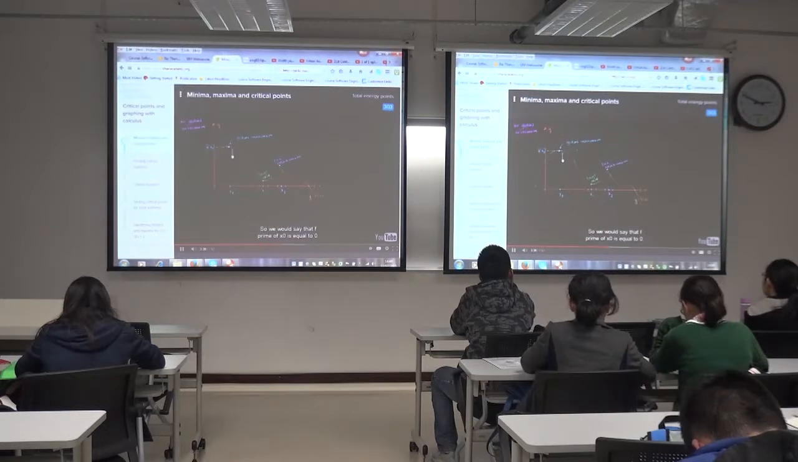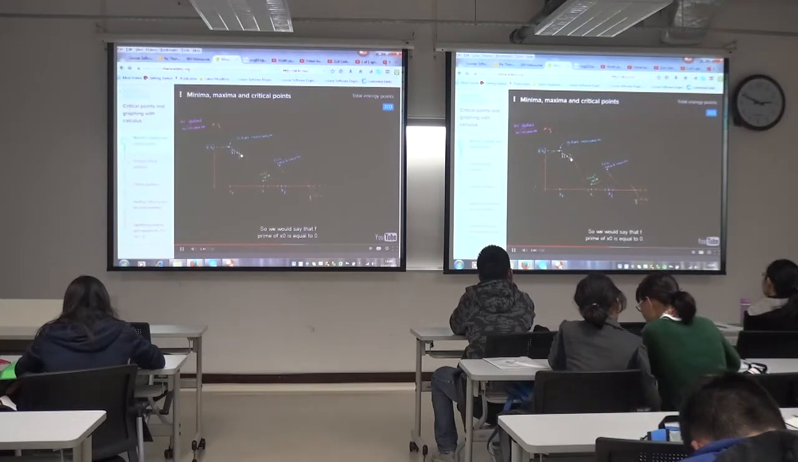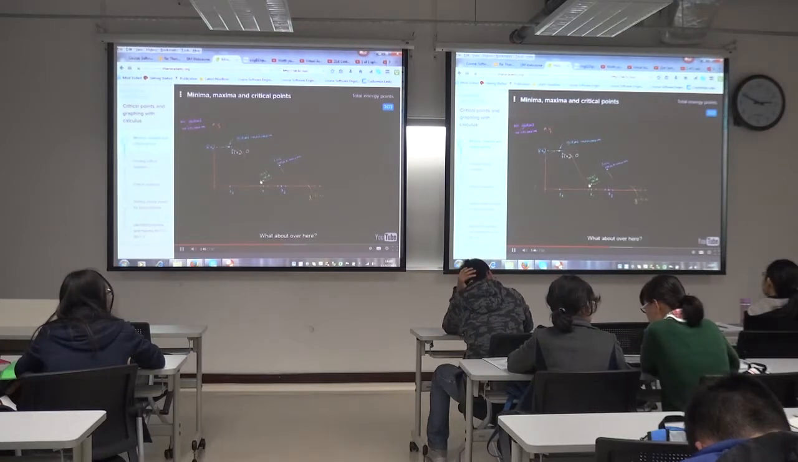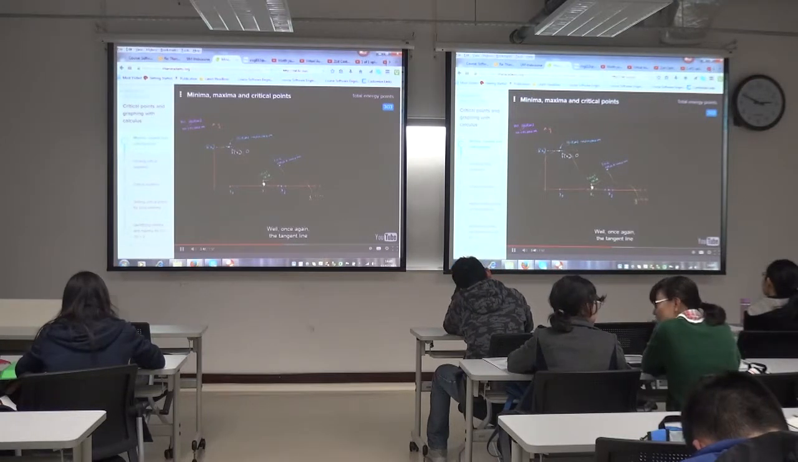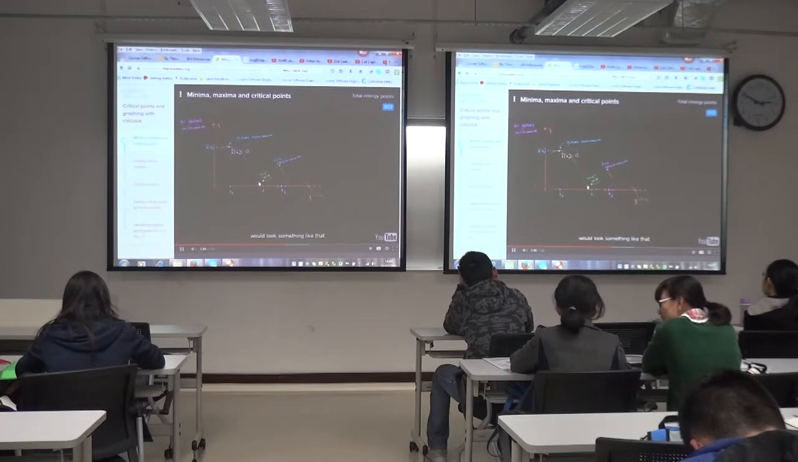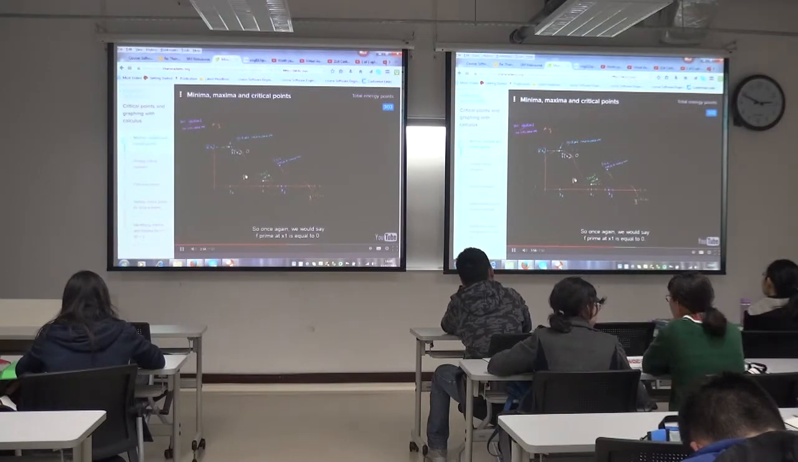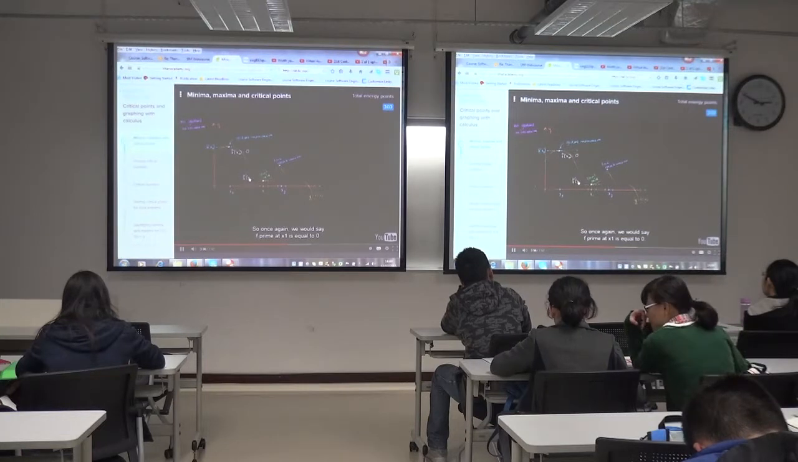So we would say that f prime of x naught is equal to 0. The slope of the tangent line at this point is 0. What about over here? Well, once again, the tangent line will look something like that. So once again, we would say f prime at x1 is equal to 0.